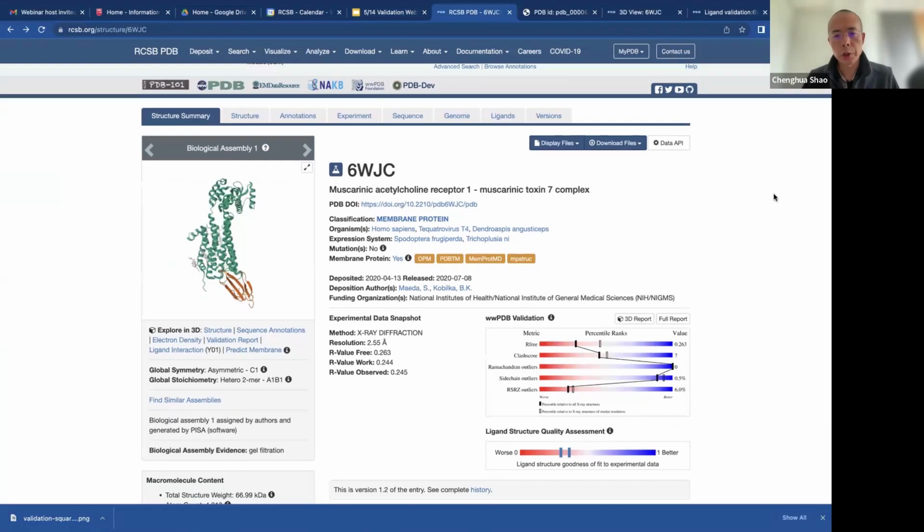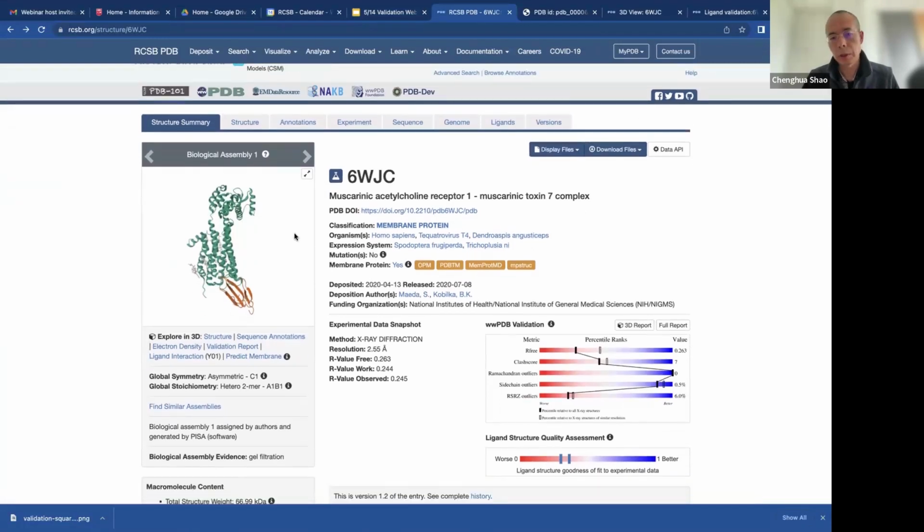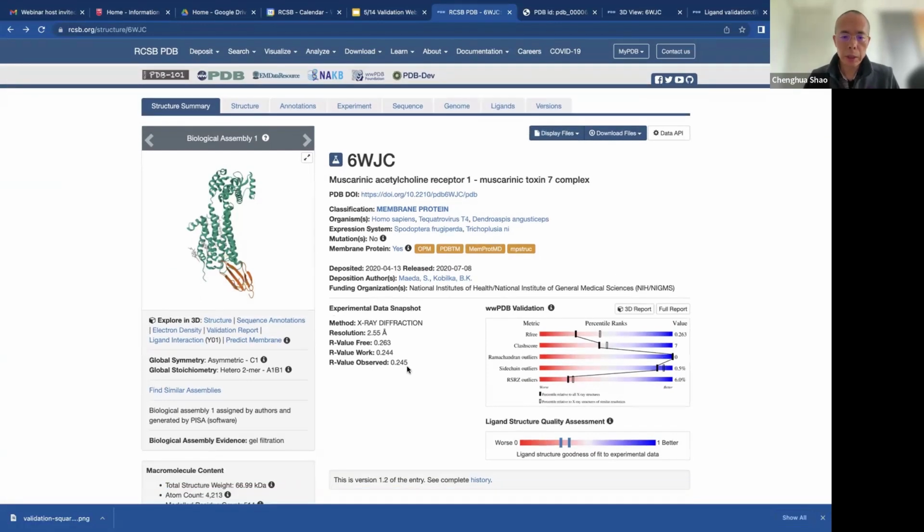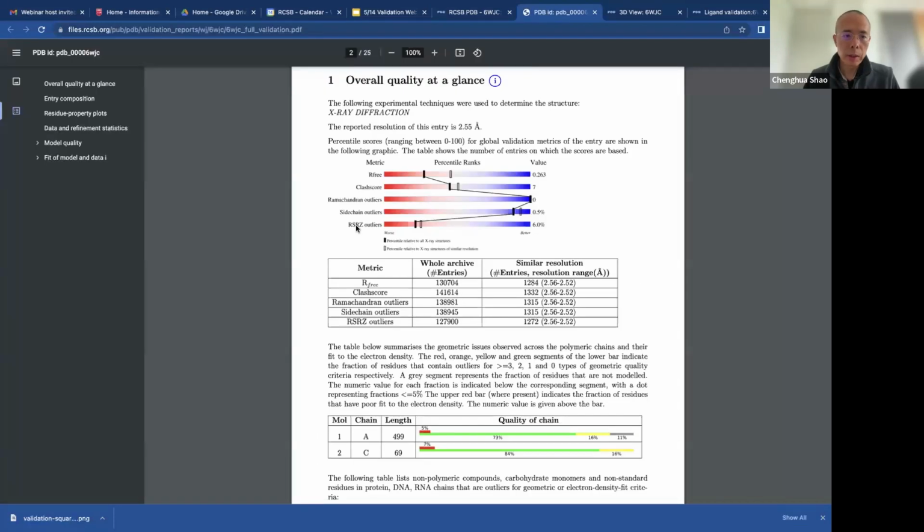And once you search 6WJC on the top bar, it will lead you to this page, which is sort of the summary page, the landing page, where you see the experimental data snapshot as demonstrated, and there is this slider. And above the slider, you can download the full report, which will lead you to this report, as you can see here. And there are different sections, as I just introduced. There's overall quality at a glance, which means the slider and summary, the residual property plots, data refinement statistics, and under model quality, you see those that I introduced. And same thing with the topics under the fit of model and data.